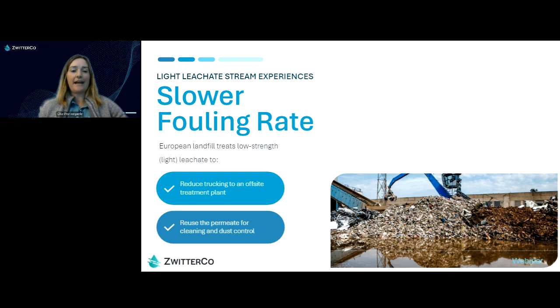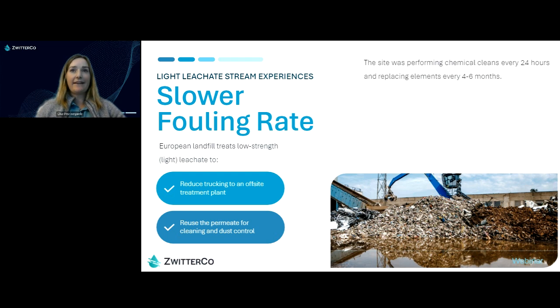So let's take a look at another landfill in France. Now, this landfill has a low strength or light leachate, meaning the TDS levels are lower than the previous two examples. The site uses RO to treat the leachate so that they can reduce the waste volumes that are hauled off-site for treatment. They also reuse the permeate for cleaning or dust control on site.